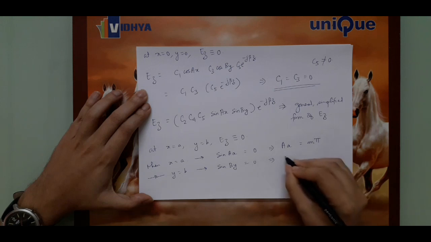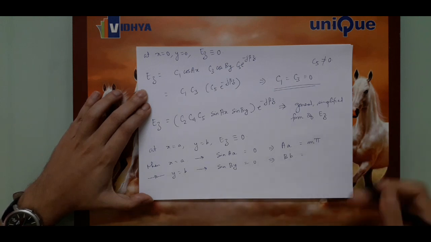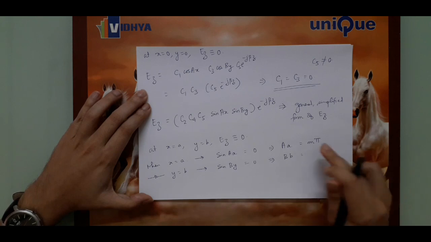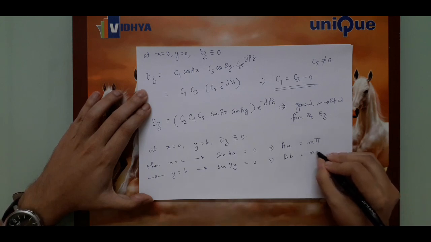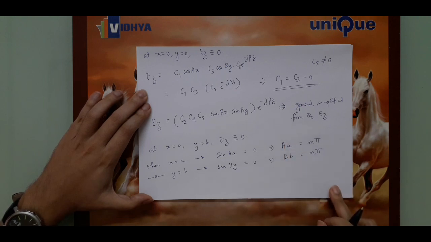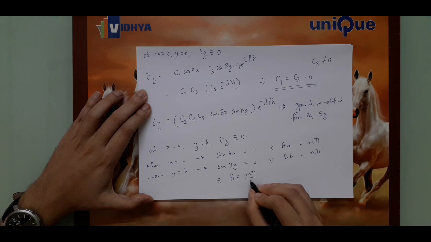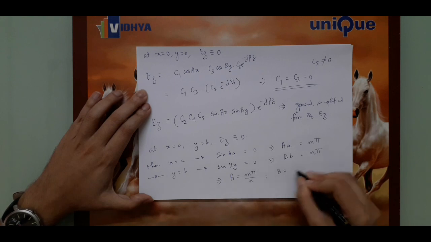Now this will imply that b times small b will be some integral multiple of pi, which need not be equal to m. So let us put it as n, because in general small a and small b are not equal. So looking at these two equations, I can say that capital A equals m pi by a and capital B equals n pi by small b.